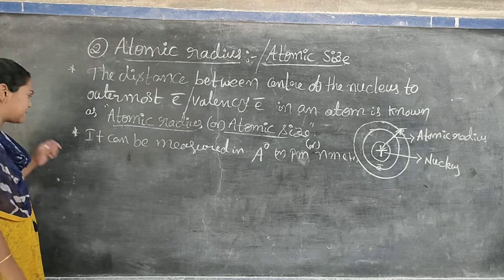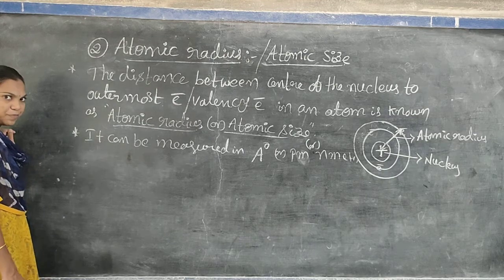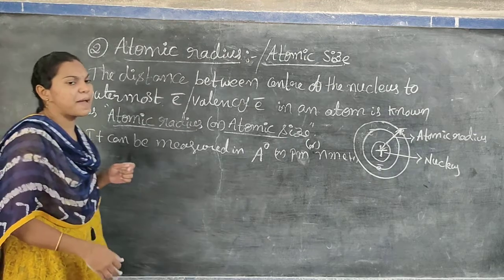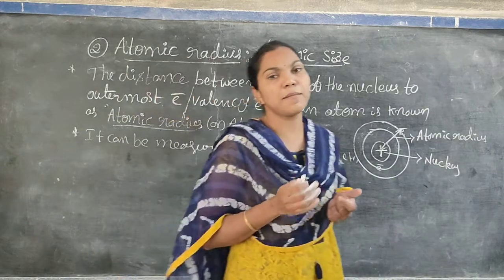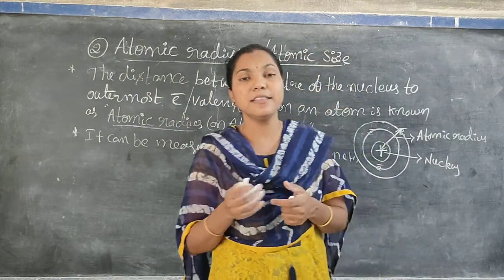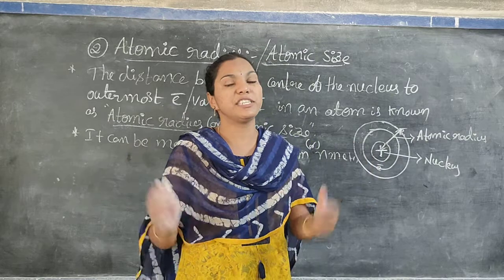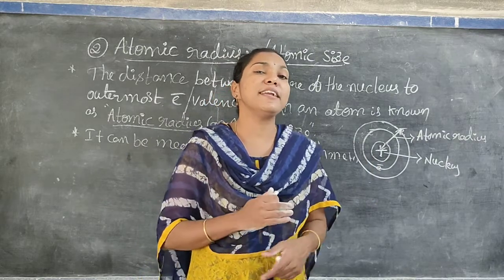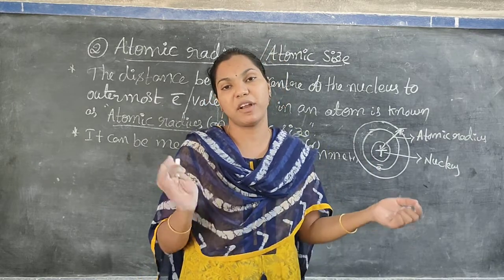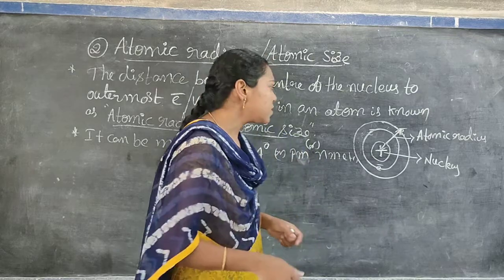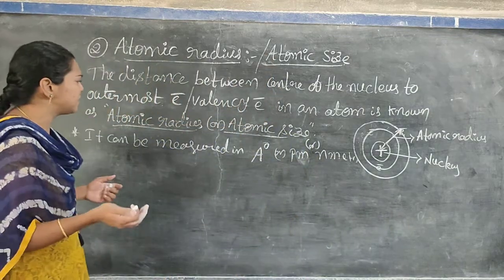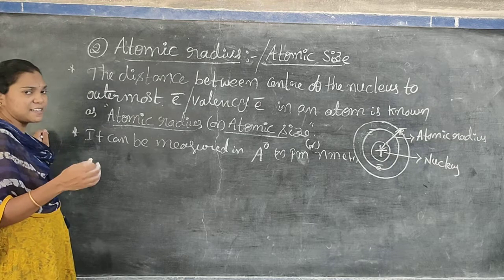Do you understand? In some atoms the distance is very small, and in some atoms a very large distance is there. Like that, atomic radius varies from one element to another element. How it changes in groups and periods, we will discuss later.